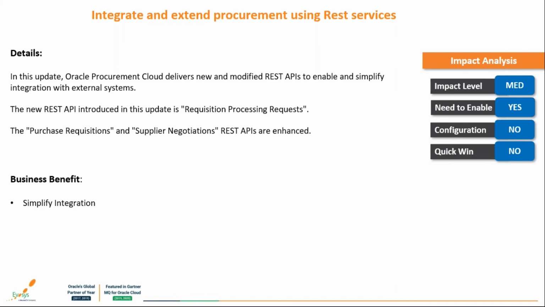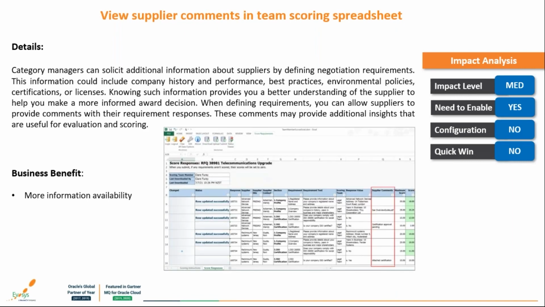The business benefit is simplified integration. The impact level is medium. You need to enable this feature. You don't need to configure this feature, and it's not a quick win for us. The next feature is view supplier comments in team scoring spreadsheet.